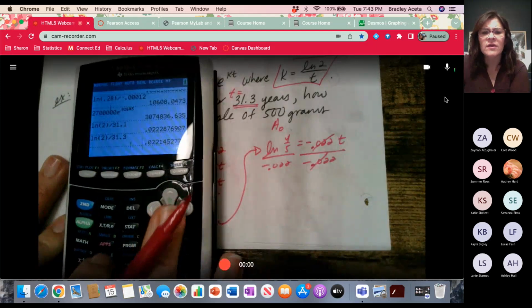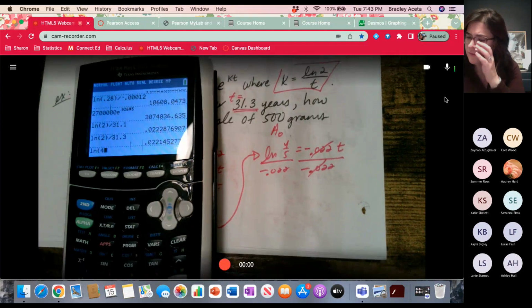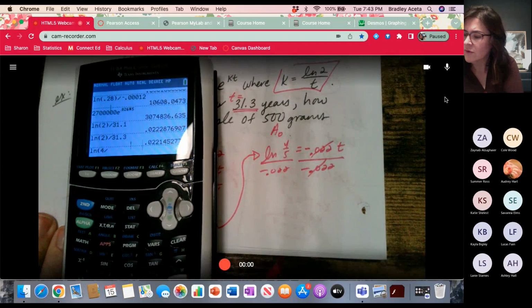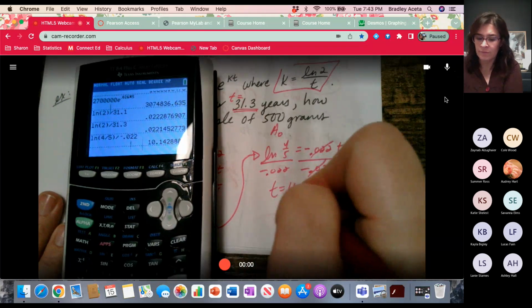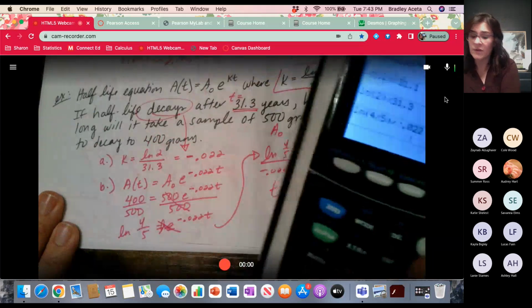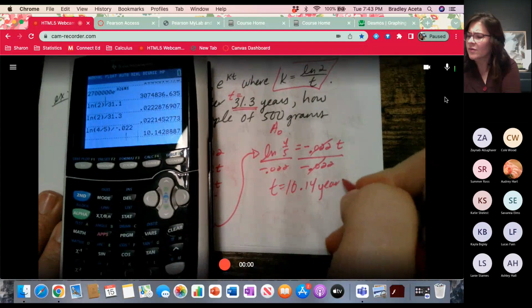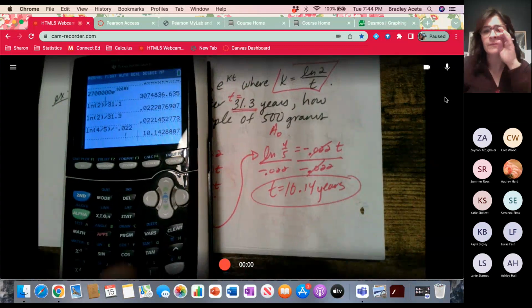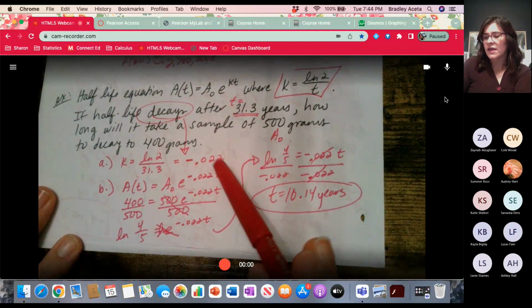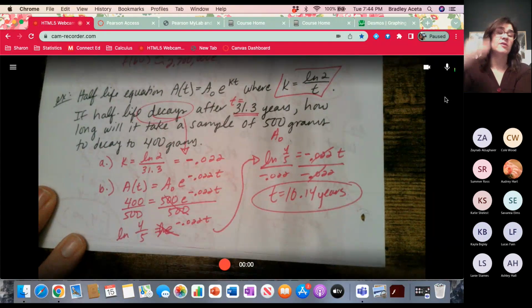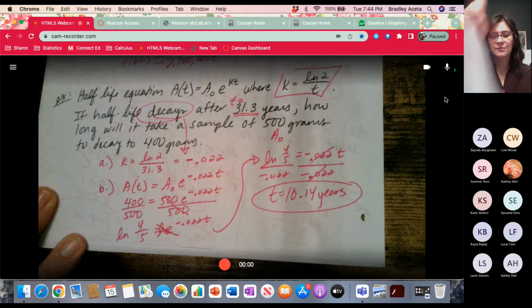And let's check to see what I get for that answer here. ln of 4 divided by 5, and then I'm going to divide that by negative 0.022. 10.14 years. Or 10.14 grams. No, years. I'm looking at grams up there, but no, it's time. Years. So something easy that you have to do, but you still got to find that k first and understand that decay means that it's actually a negative value for that one.